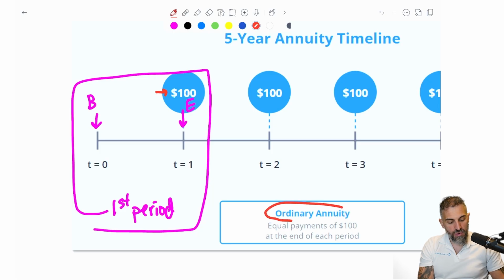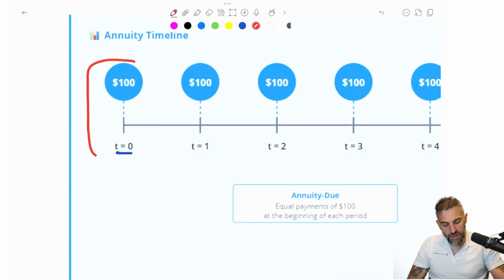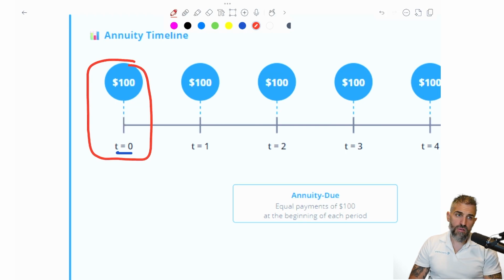We call that an ordinary annuity. That is kind of the default. It's the standard. You should always assume that payments are at the end, unless we tell you otherwise. But if the payments occur at the beginning of the year, we call that an annuity due.